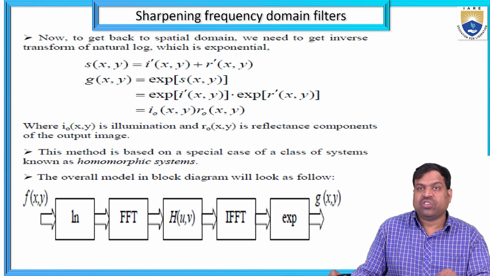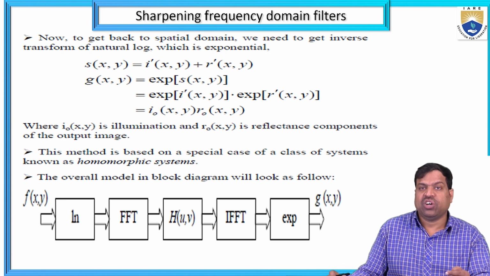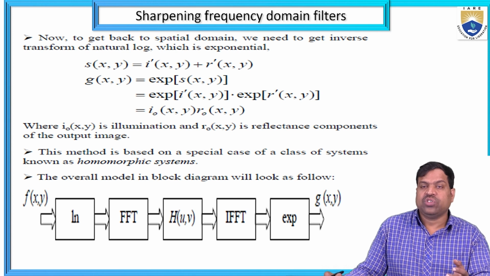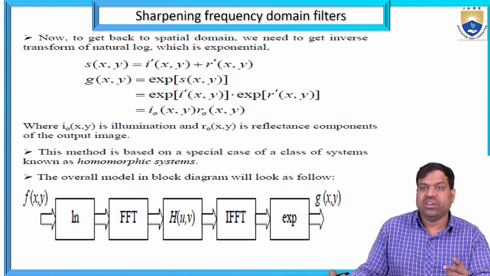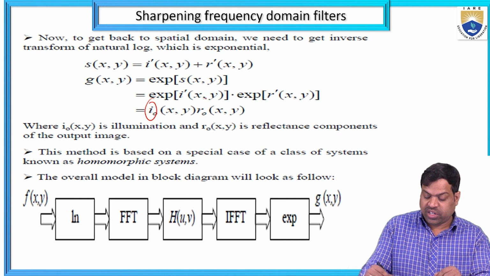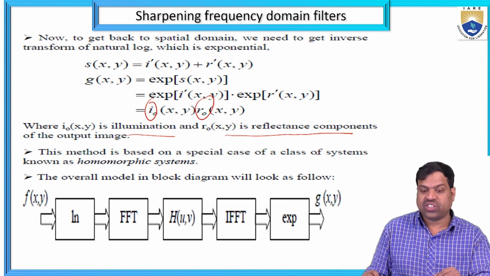So it is an equation for S of x comma y. Spatial domain filtering: S of x comma y equal to I dash of x comma y plus R dash of x comma y, and the output function g of x comma y equal to exponential of S of x comma y. So when I am using exponential of I dash of x comma y into exponential of R dash of x comma y, that is I naught of x comma y into R naught of x comma y. Here I naught is the illumination and R naught is the reflectance component.